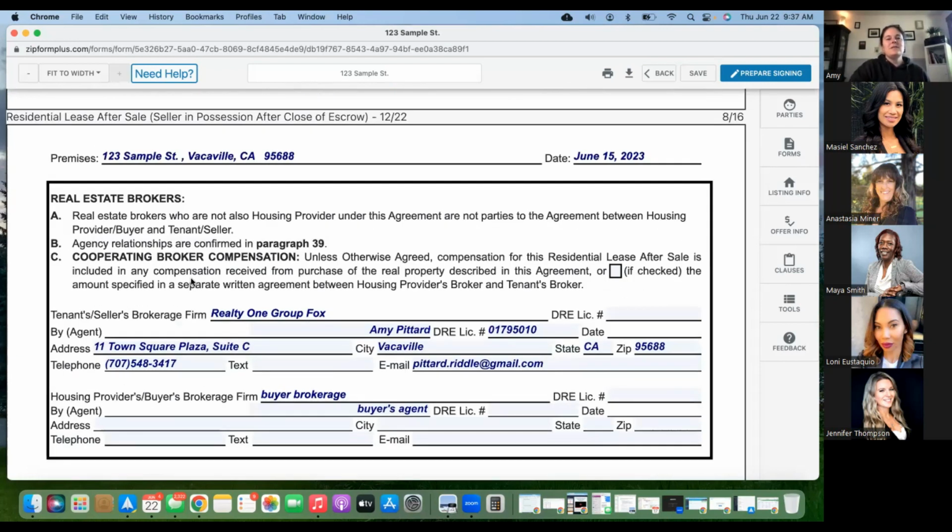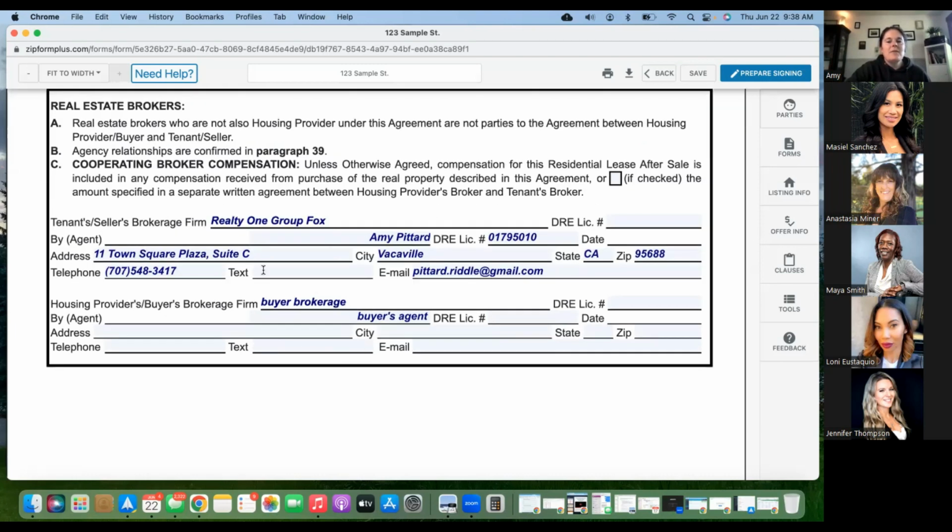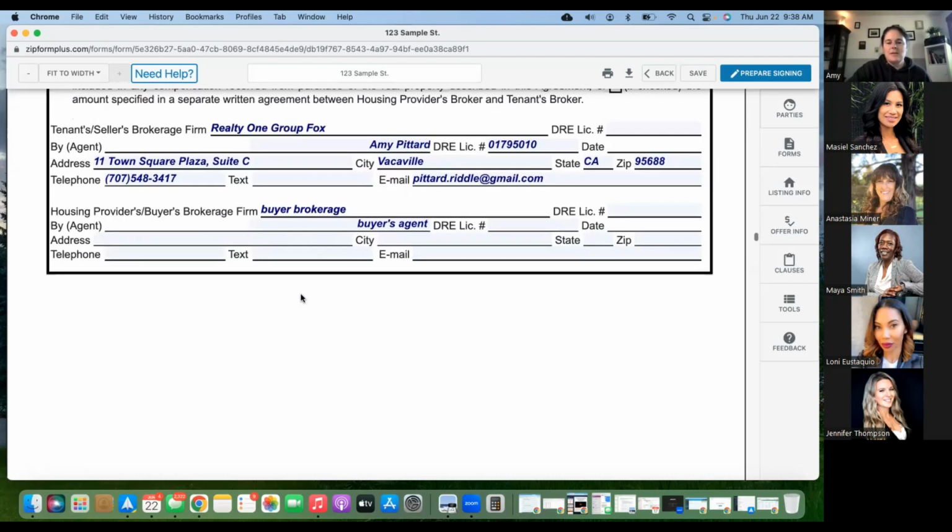Real estate brokers who are also not a housing provider under this agreement are not parties to the agreement between housing provider and tenant. Seller agency relationships are confirmed in paragraph 39. Cooperating broker compensation, unless otherwise agreed, compensation for this residential lease after sale is included in any compensation received from the purchase of the real property described in this agreement, or if checked, for the amount specified in a separate written agreement between housing provider's broker and tenant's broker. So, right, you're not getting paid anything else outside of the real estate transaction for drawing up this form for them. And then here's where everybody signs this document as far as the brokerages go.